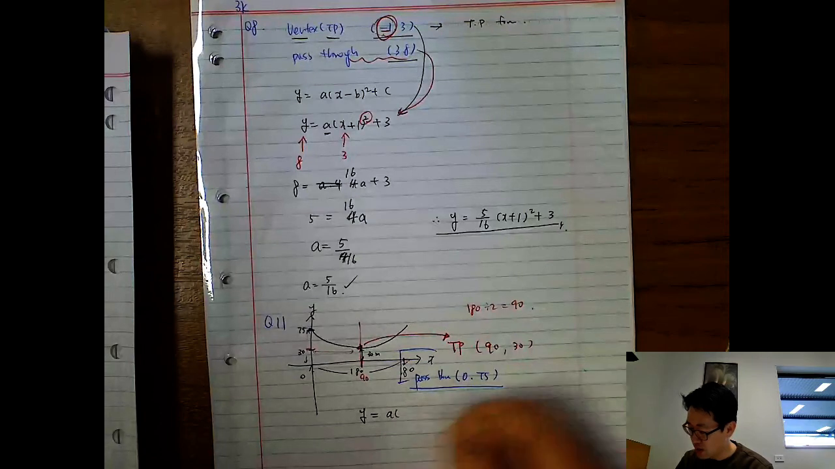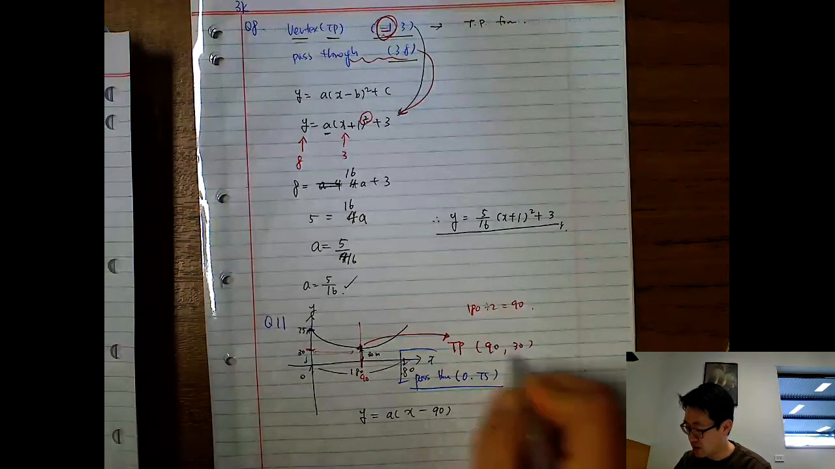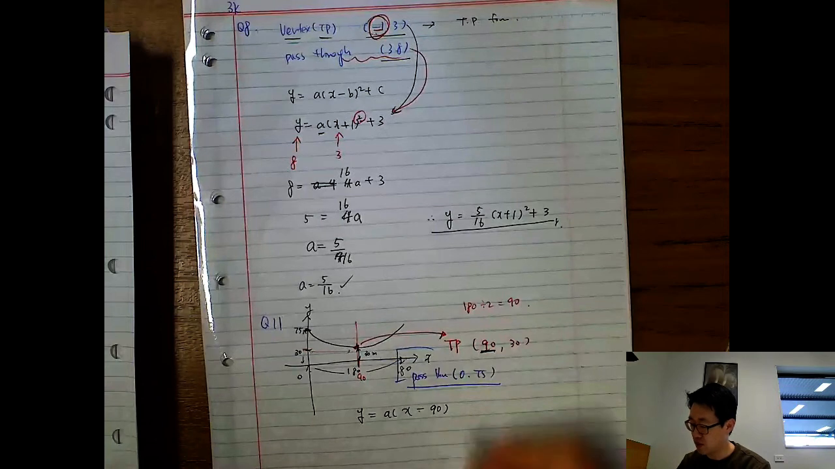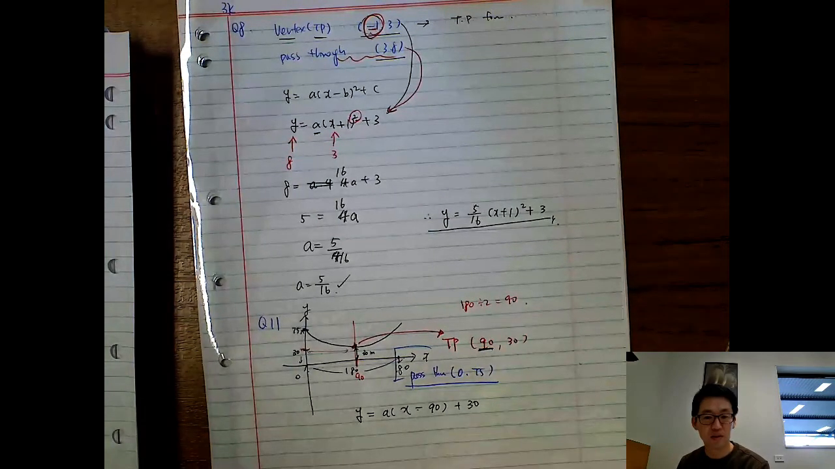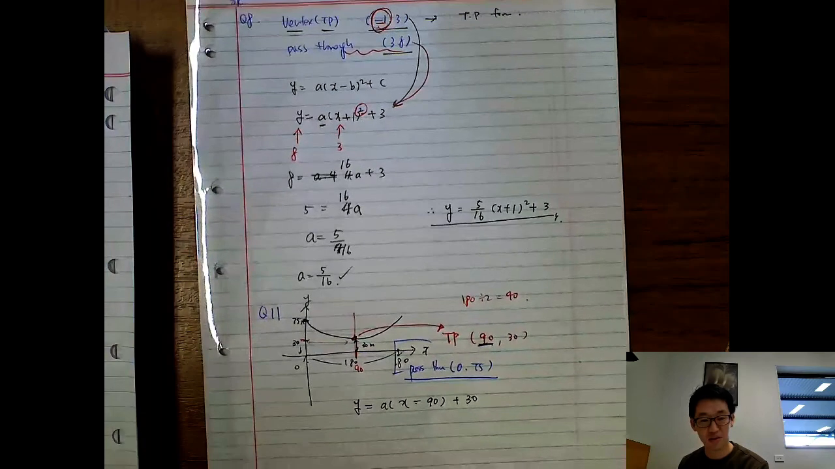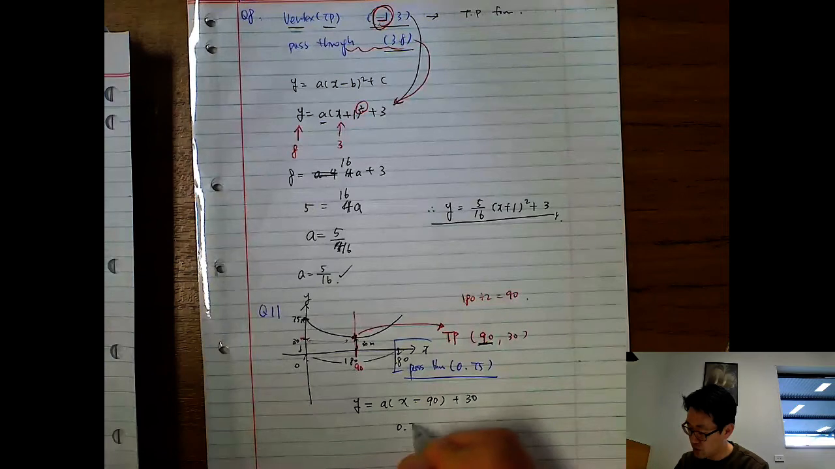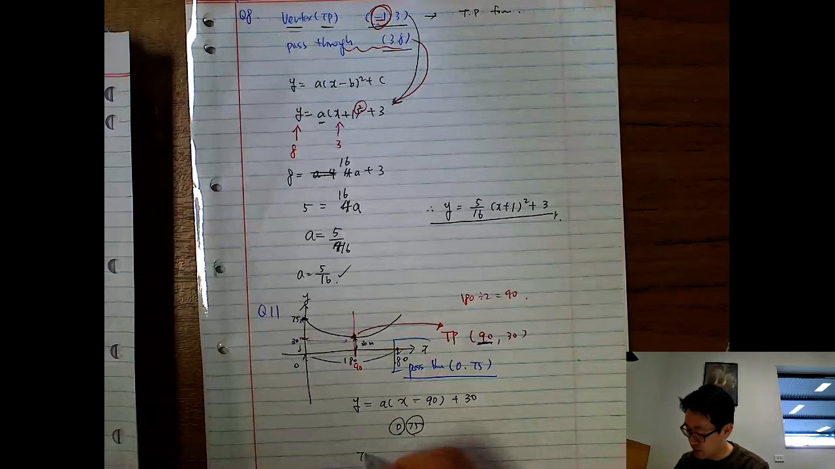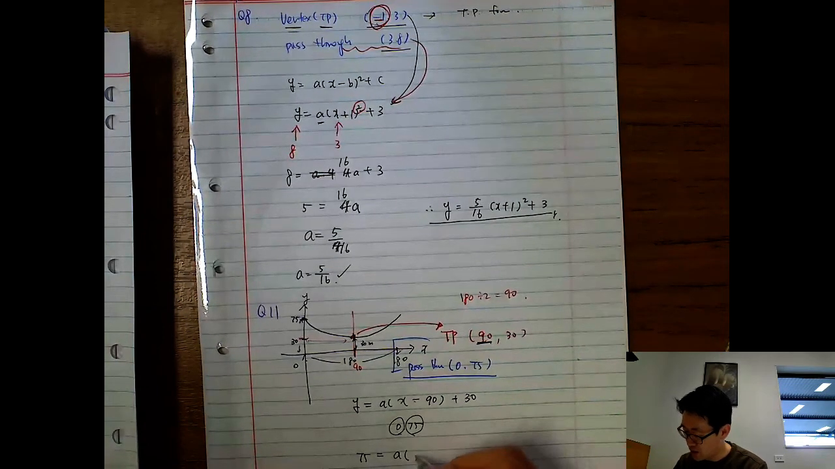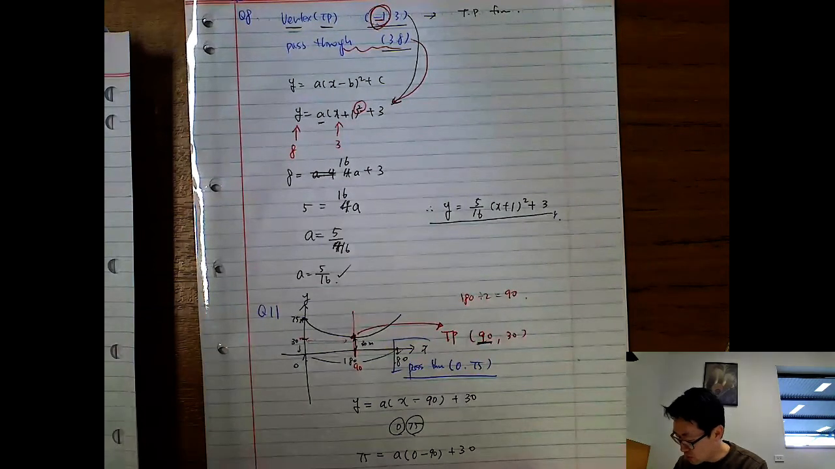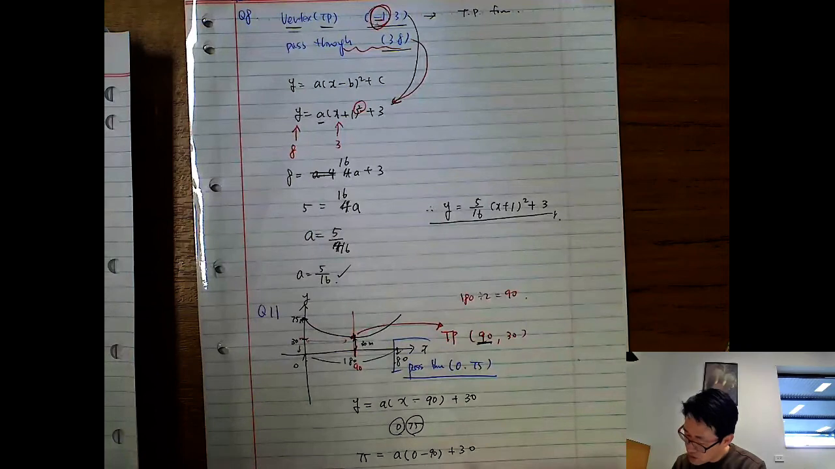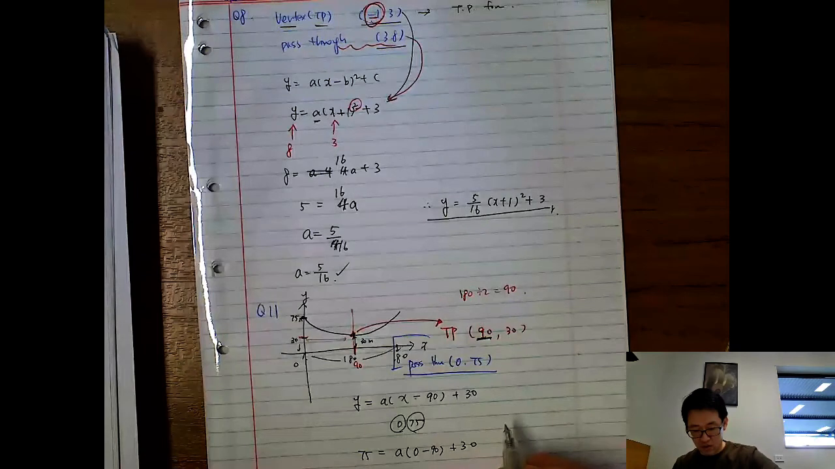y equals a(x minus 90), opposite, remember, squared plus 30. Good, only for x change your sign. And then that passes through 0 and 75. Therefore, when x is 0, y is 75. 75 equals a(0 minus 90) squared plus 30. I'll write down the whole thing. 75 equals a times minus 90 squared plus 30. Am I right so far?